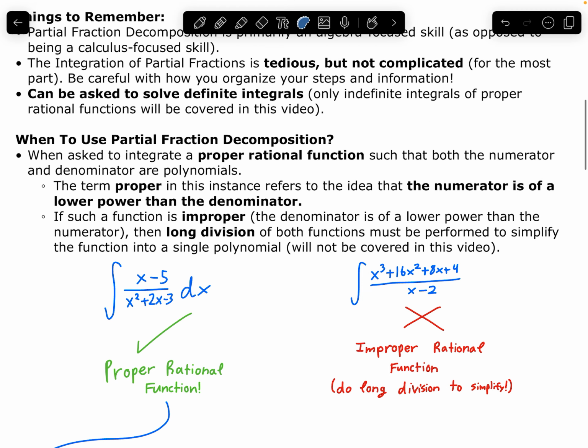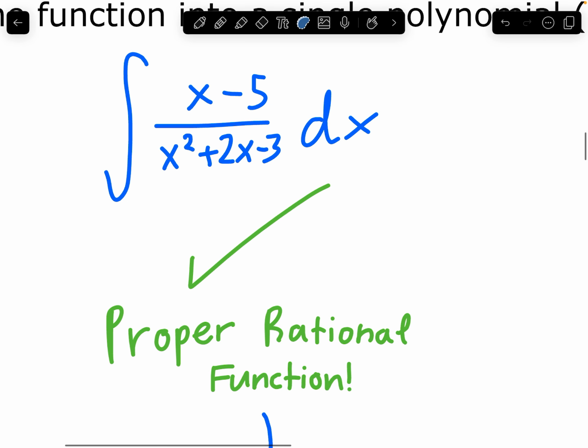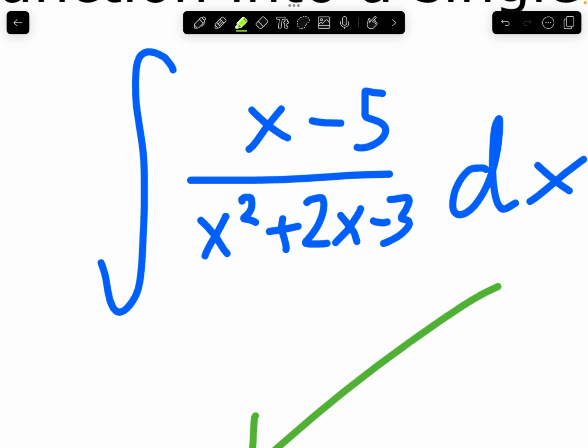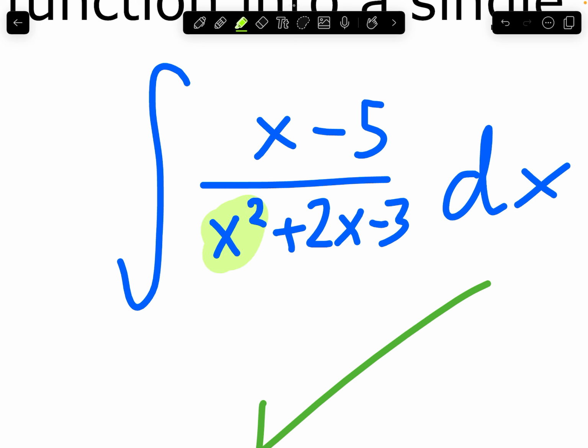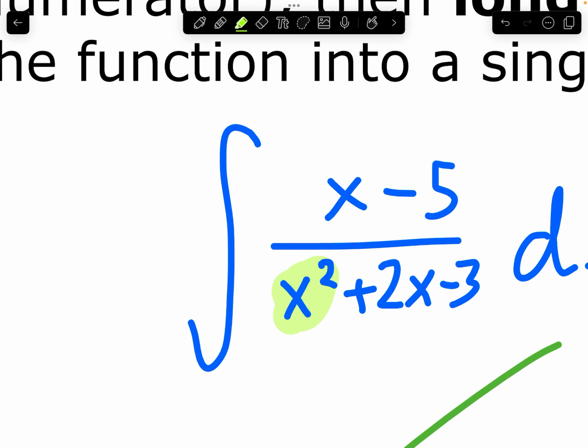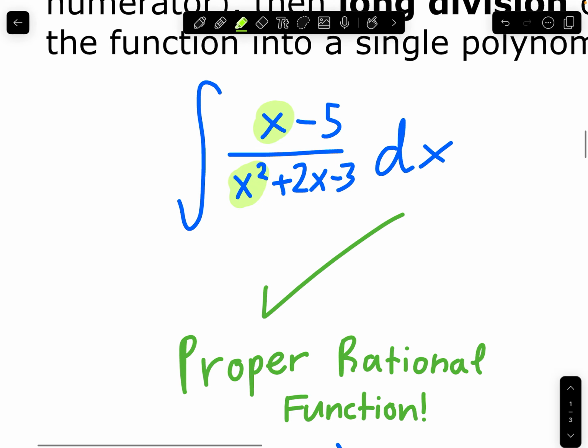Next up, when would we use partial fraction decomposition? I mentioned this earlier. You want to use partial fraction decomposition when you're asked to integrate a proper rational function. Now, what does that mean? Well, let's look at this problem here, for example. This right here is an example of a proper rational function. How do I know that? Well, if we look at the denominator here, its highest power is x squared, that's to the power of 2, and the numerator only goes x to the power of 1. Your denominator has essentially a higher power than the numerator. That's what makes this a proper rational function.